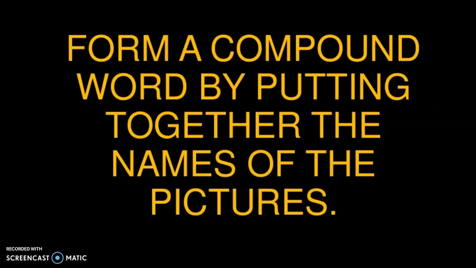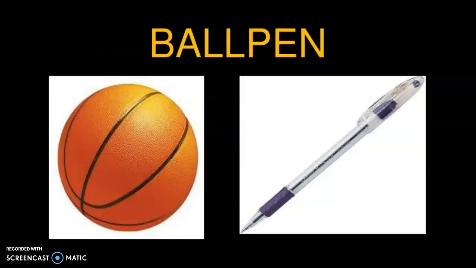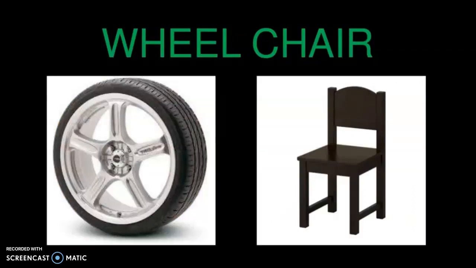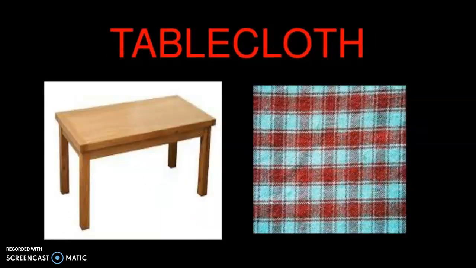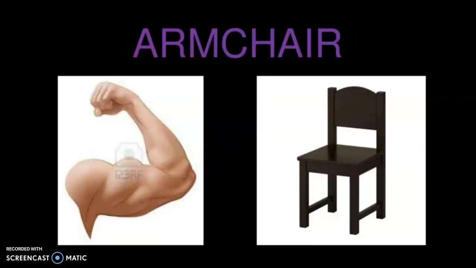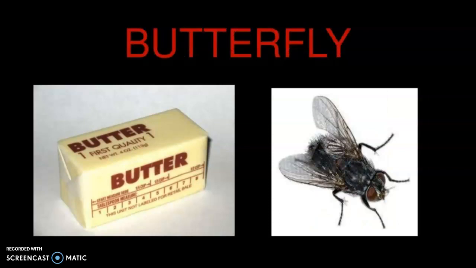Form a compound word by putting together the names of the pictures. Ball and pen equals ball pen. Wheel plus chair equals wheelchair. Table plus cloth equals tablecloth. Arm plus chair equals armchair. Butter plus fly equals butterfly.